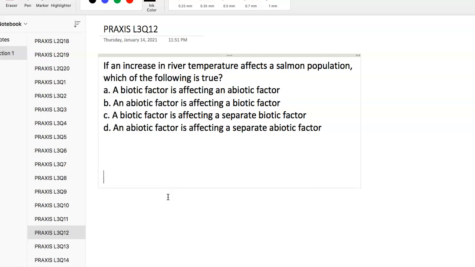Okay. If an increase in river temperature affects a salmon population, which of the following is true? So what we want to know here is river temperature is an abiotic factor, which means it's a non-living component of an ecosystem, while salmon population is a biotic factor, which means it's a living component of an ecosystem, which means that answer choice B, an abiotic factor is affecting a biotic factor, would be correct.